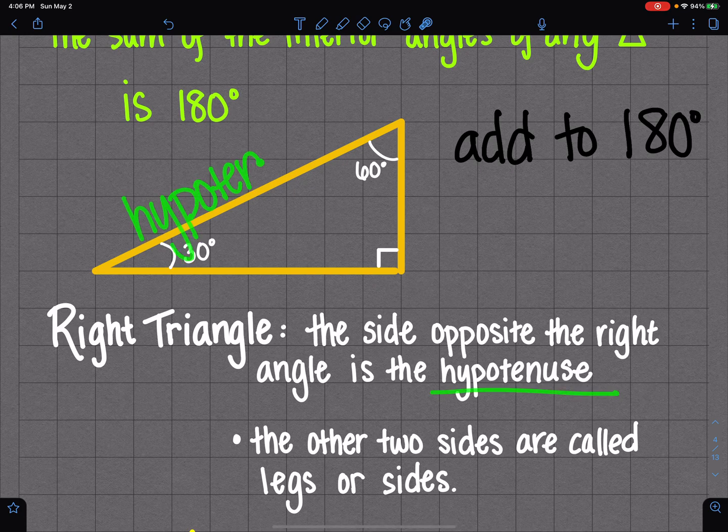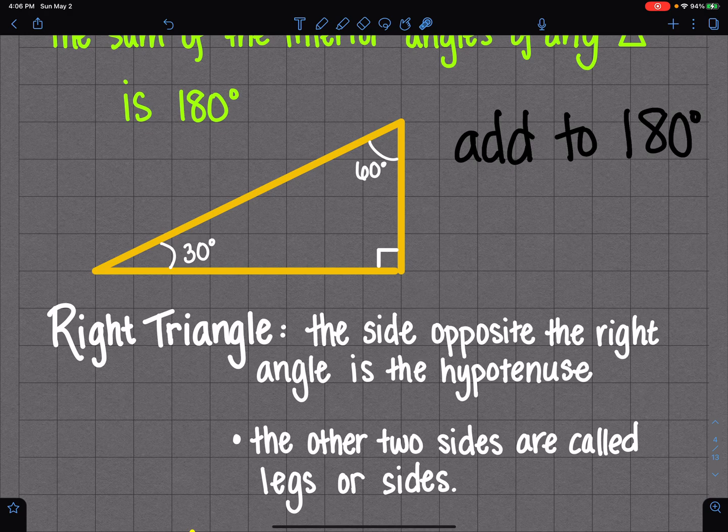Hypotenuse. It's a long name. It's usually the longest side, but it's the side opposite that right angle. Okay, so that's a definition that you're going to have to know. What is the hypotenuse of a triangle?